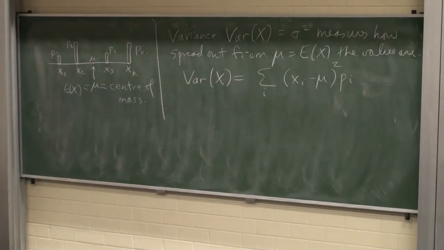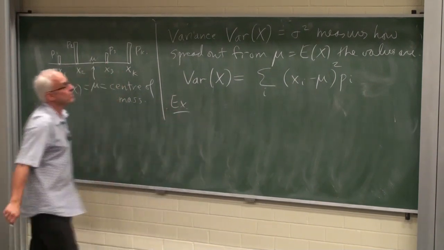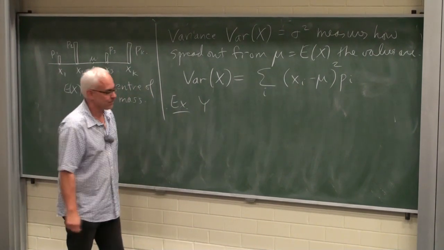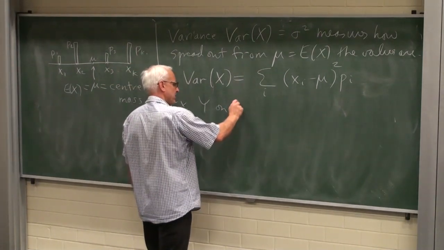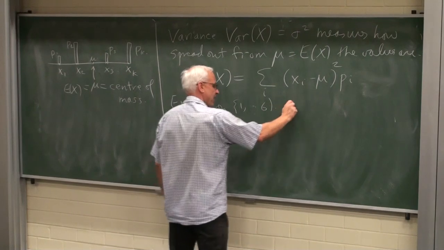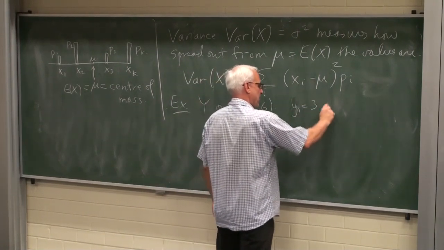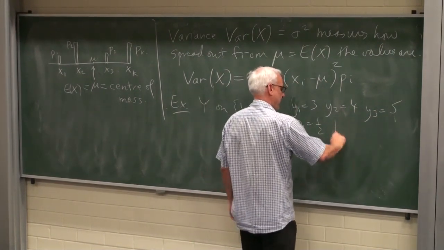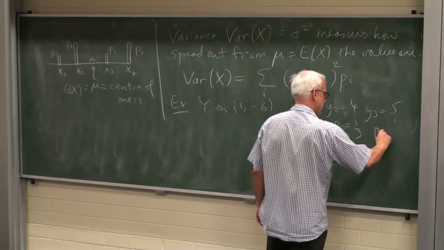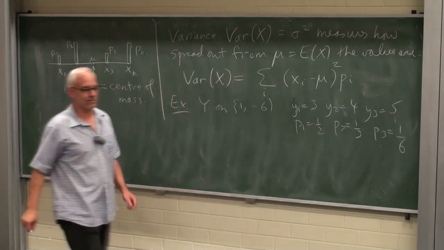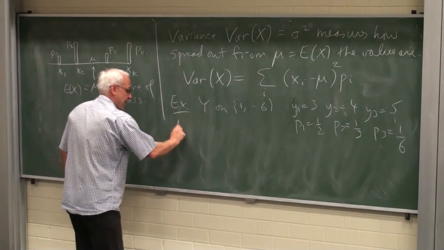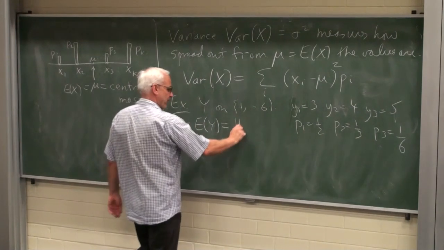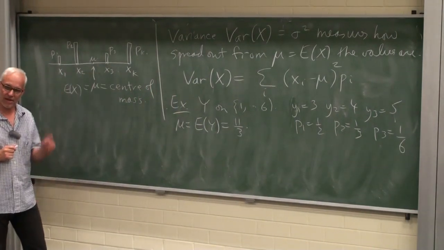All right, so let's make a computation for our examples. For the y on 1 through 6, we had values y1 equals 3, y2 equals 4, y3 equals 5. The probabilities were a half, 1/3, and 1/6. We already calculated that the expected value was equal to 11/3. You have to calculate that first.